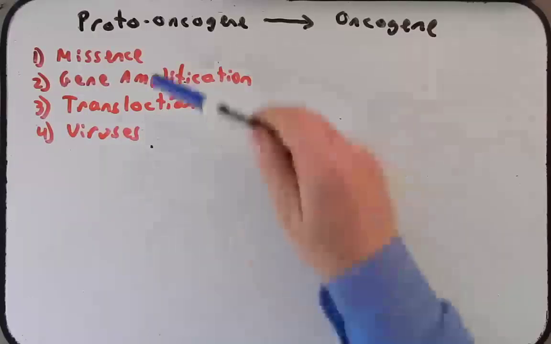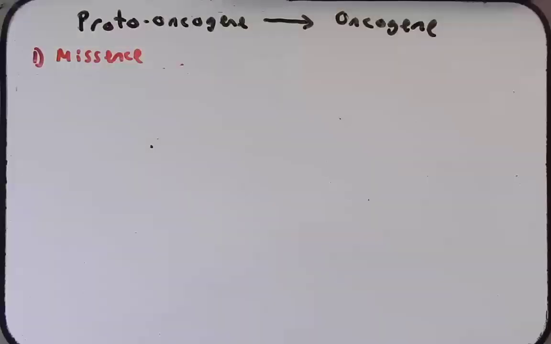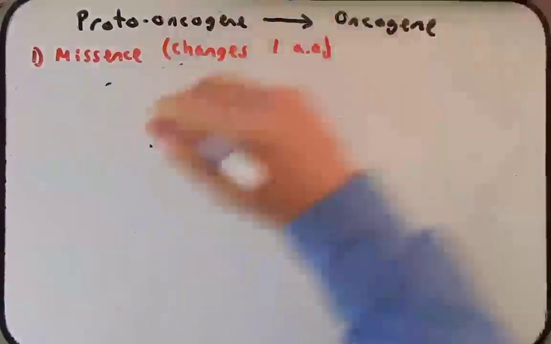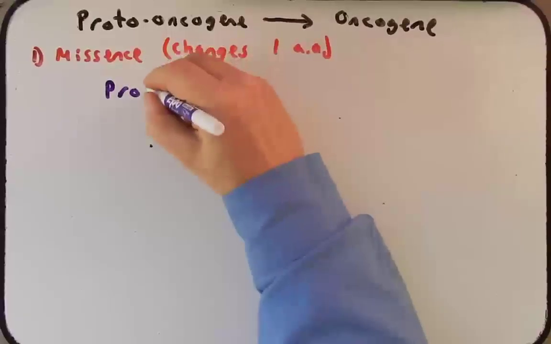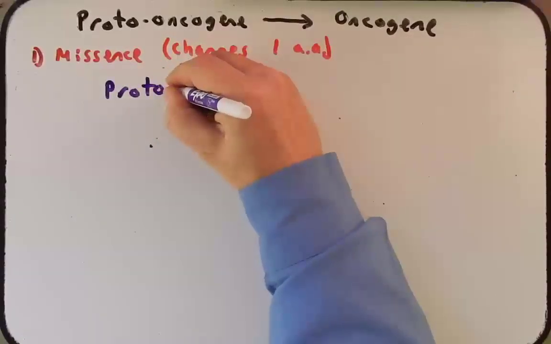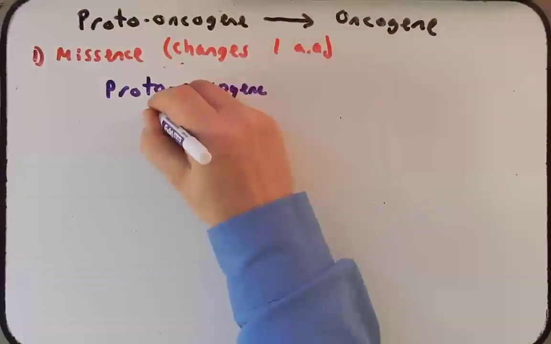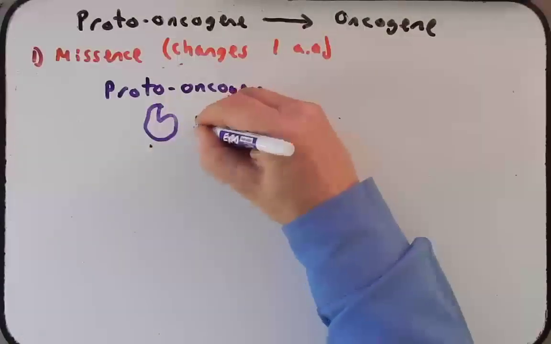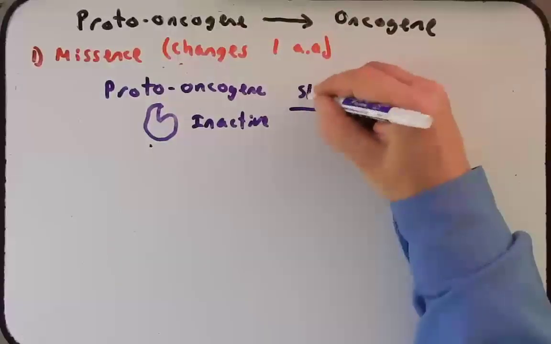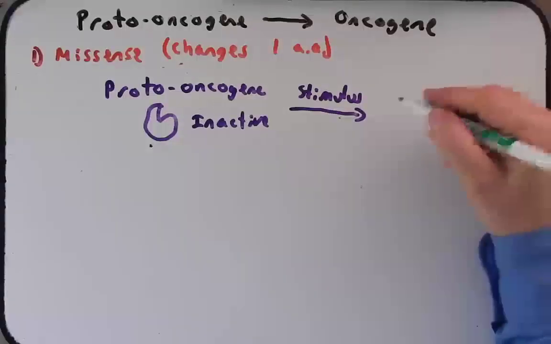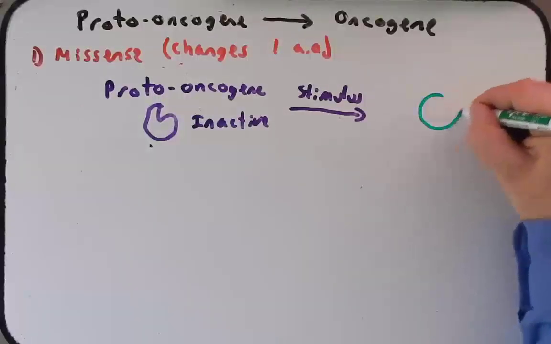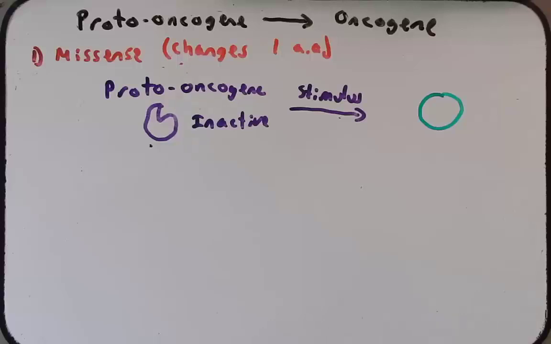I'm going to take them in order, so let's first talk about missense mutations. Remember, a missense mutation changes one amino acid. Let's draw a general protein that might be made from a proto-oncogene. It may make a protein that looks like this, and in this form it is inactive. To become active, some stimulus occurs. That stimulus makes the inactive proto-oncogene protein active. It folds a little differently now. It maybe binds this particular substrate. It does something, so it is now active.